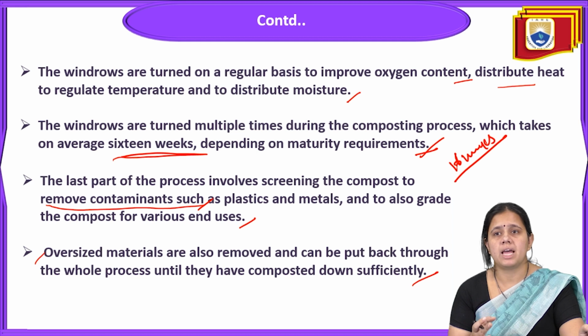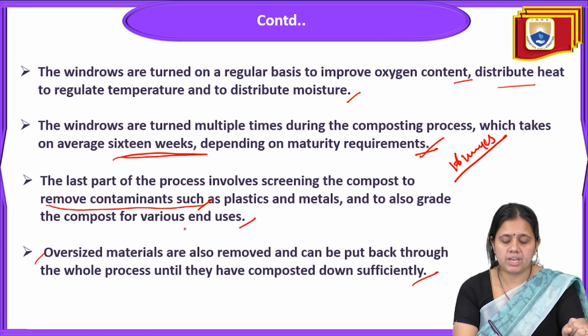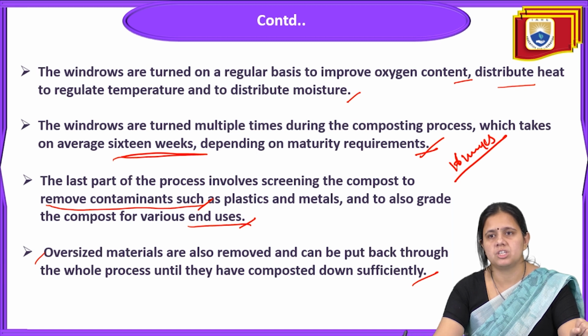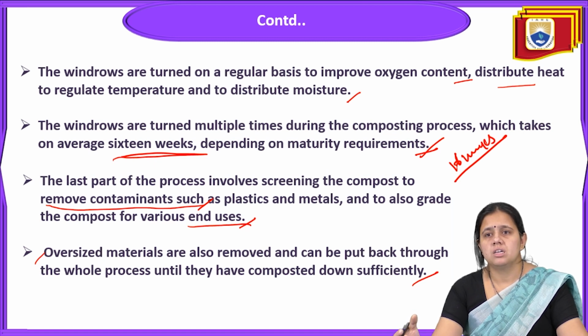So the screening will be there, and that will grade the compost for various end uses. Oversized materials are also removed, and can be put back through the whole process until they have composted down sufficiently. This screening filters out the extra materials, like some plastic, some metals, or other oversized materials, and they are removed and can be put back through the whole process until they have composted sufficiently.